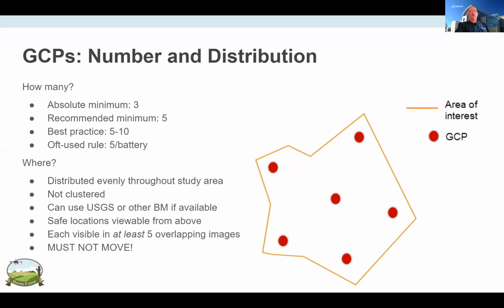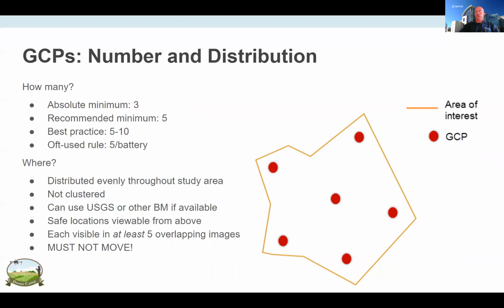Now, where do you put them? You want them distributed throughout your study area, not clustered in any corner, not more on one side than the other. You want them in safe locations where they're not going to be molested or thrown away or covered by an incoming tide, or a car's not going to drive over them. And they need to be viewable from the sky. They need to be where your aircraft is going to be able to see them, and preferably you want each one, depending on your flight plan, to be visible in at least 5 overlapping images.